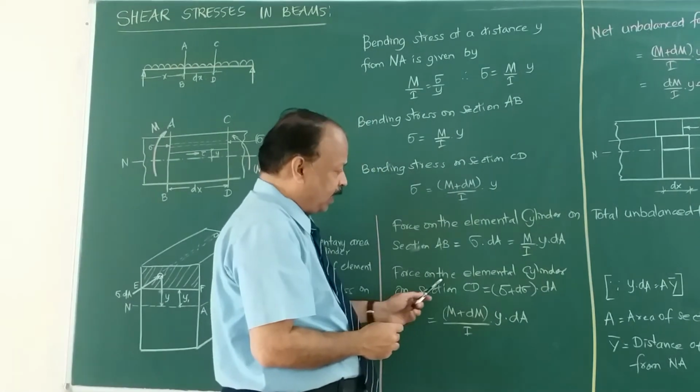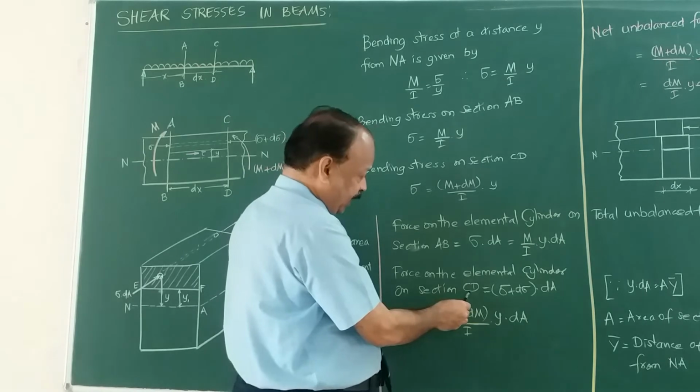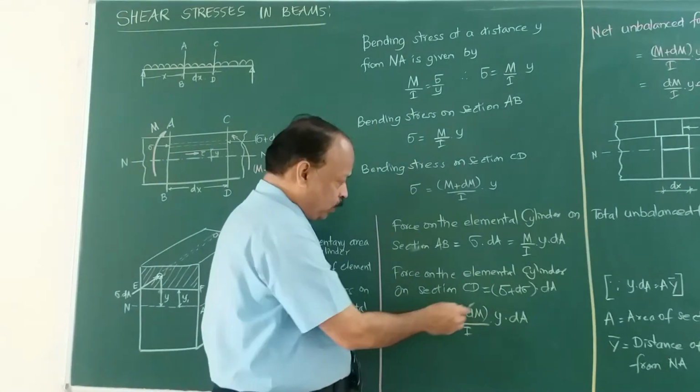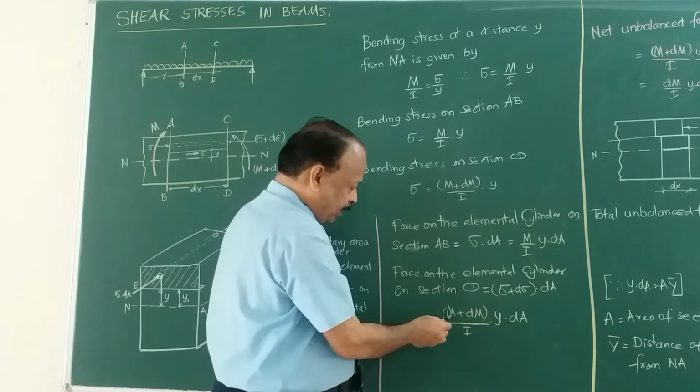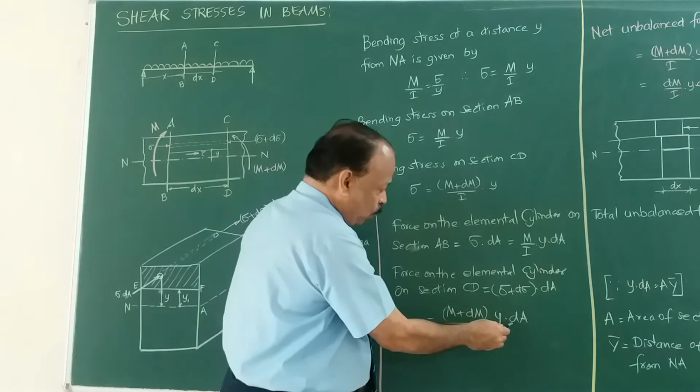Similarly, the force on the end of the elemental cylinder on section CD will be equal to sigma plus d sigma into dA. Sigma plus d sigma will be M plus dM divided by I into y dA.